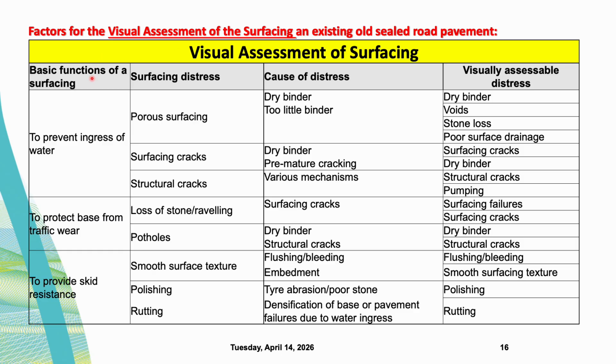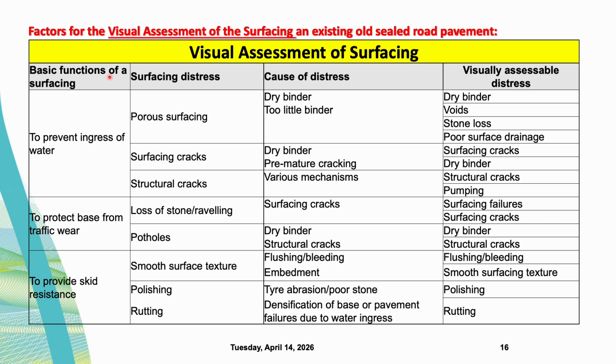So what is the basic function of a surfacing? It is to prevent ingress of water, climate change and climate resiliency, to protect the granular base from traffic wear, also from water, and then to provide skid resistance to the vehicles on it. So the basic functions of a surfacing are three elements. I will repeat: prevent ingress of water, protect the base from traffic wear and water, and provide skid resistance to the traffic.